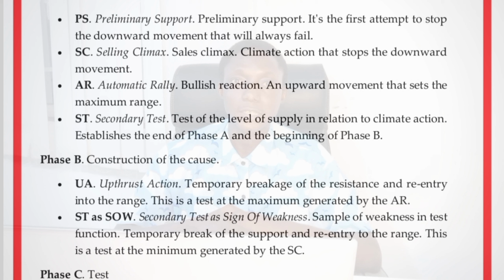This is all for phase A. Now we move into phase B. We have the upthrust action, which is the temporary breakage of resistance, the level formed by the automatic rally. ST as SOW, the secondary test as sign of weakness, is the temporary breakage of support, the range that has been set by the automatic rally.